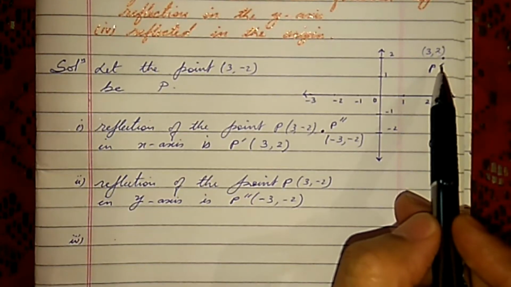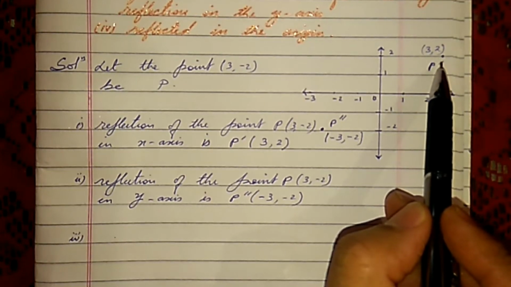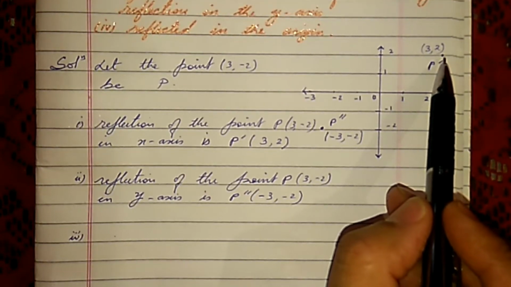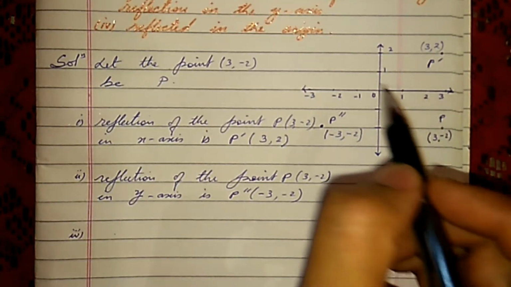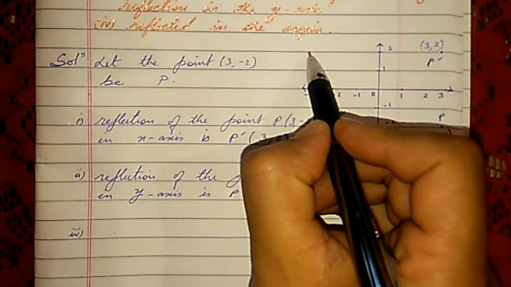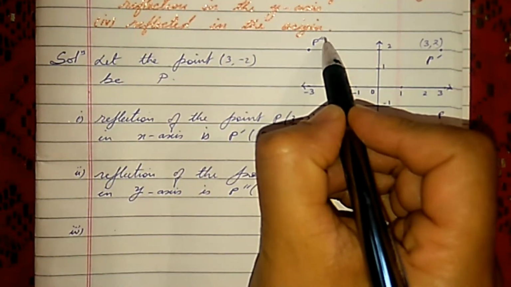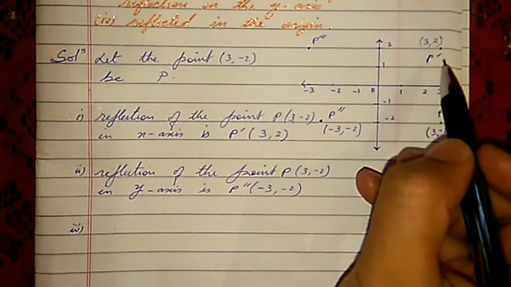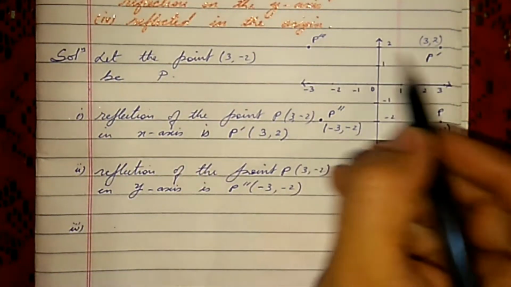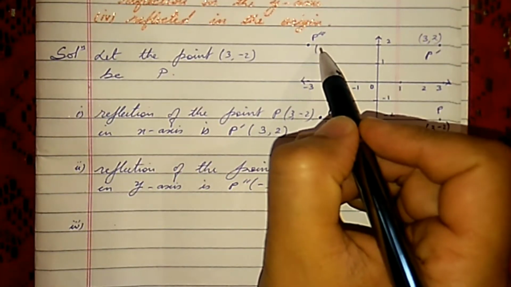So when this is reflected in the x-axis, we get P prime. Now P prime is reflected in the y-axis. When this point gets reflected in the y-axis, then the image will be formed here, say suppose P3 prime. Now here what do we see? The y-coordinate remains unchanged, but the sign of the x-coordinate changes.